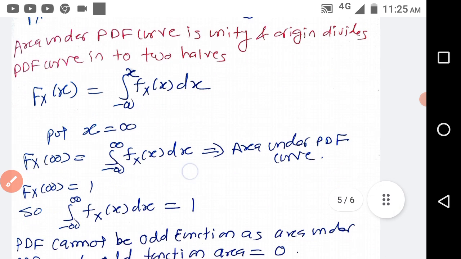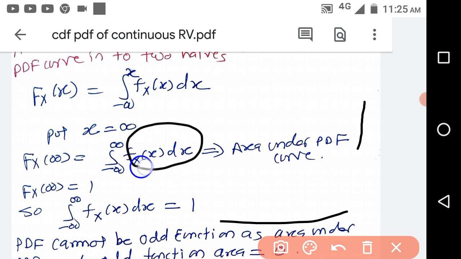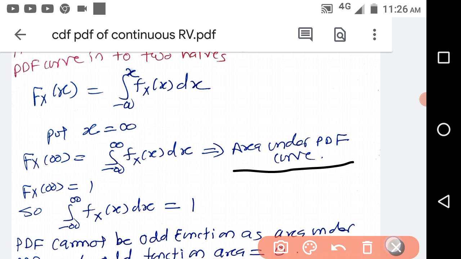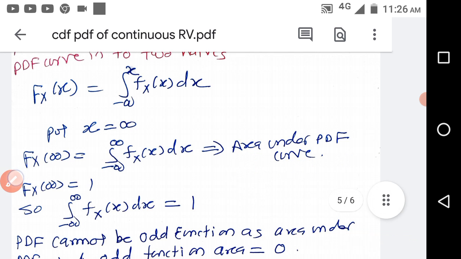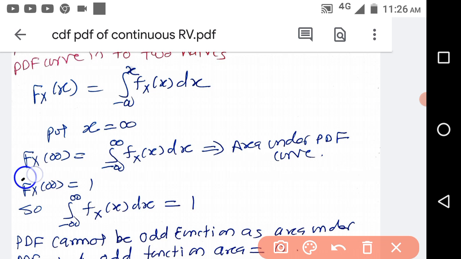If you take the PDF graph and take the integration over the whole range of x, then you will get the area under the PDF curve. We know that F_X(infinity) is equal to 1. So the area under the PDF curve is equal to 1, because this is the area and this value is equal to 1.